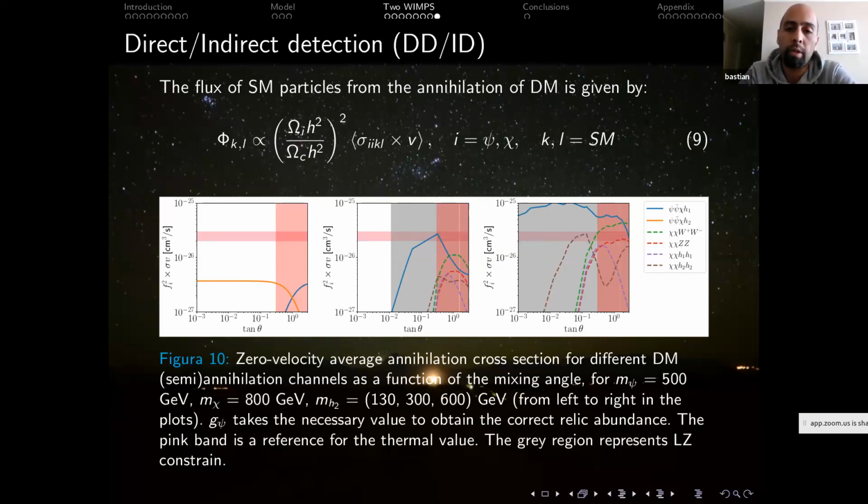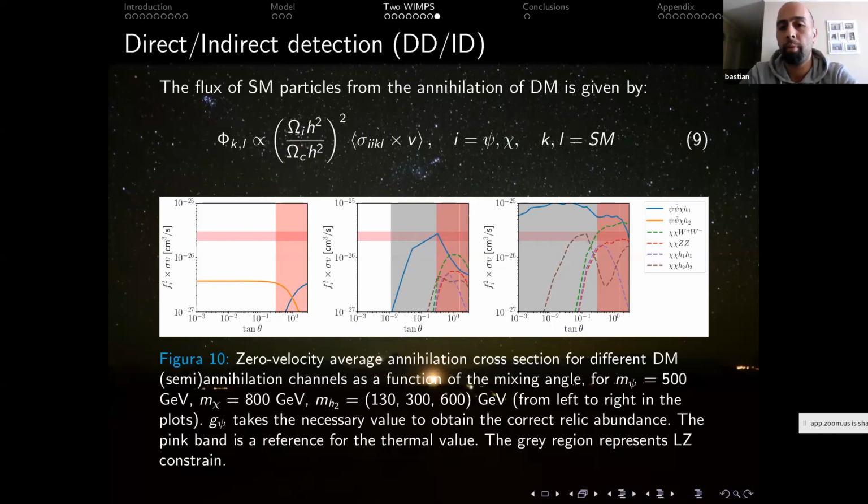So here you can see the typical sigma v values, important for indirect detection. And you can observe that some channels can get values above the canonical value for a thermal WIMP, which is here in this red strip. But direct detection, in blue, covers all the region. The fermion, as I said in the previous slide, is too strong and basically rules out all the parameter space points in this plot.